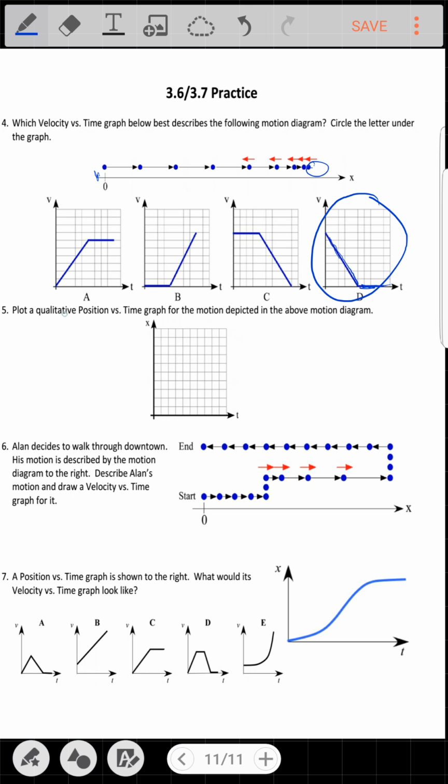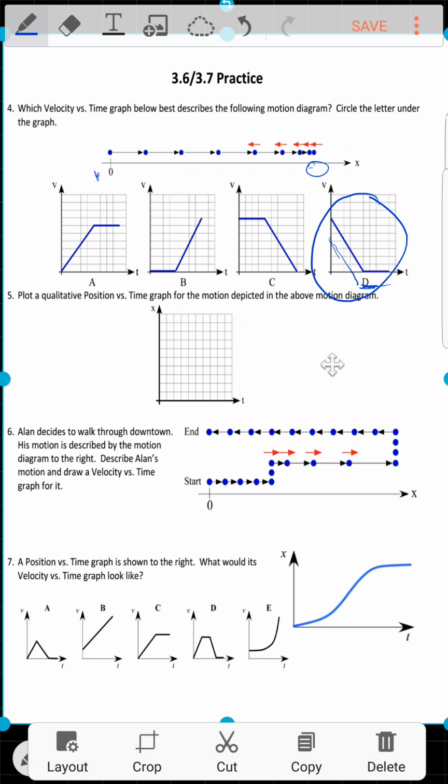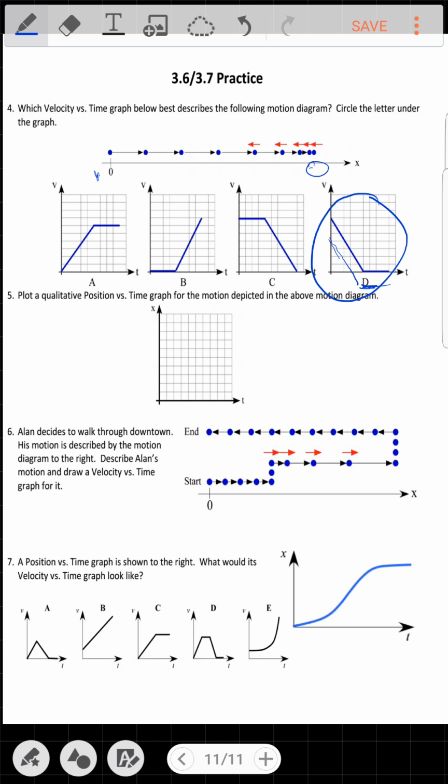Number 5 says plot a qualitative position versus time graph for the motion depicted in the above diagram. So position versus time. So we agree in the position at 1 second, this one's also slowing down. So it starts off fast, and then it slows down. Okay, that's a position versus time graph. It starts off fast, then it slows down in a positive direction.